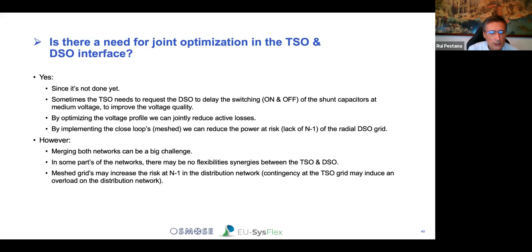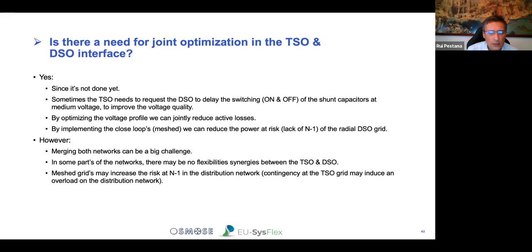And so we evolved to the same data model, but not all the DSOs in Europe follow that step, and so sometimes it's not really easy to merge both networks. And you see efforts in other projects going to synthetic data and something like that, okay? And by the way, in some parts of the network, there may be no flexibility synergies between the transmission and the distribution. This depends on the embedded generation that is on the distribution grid.